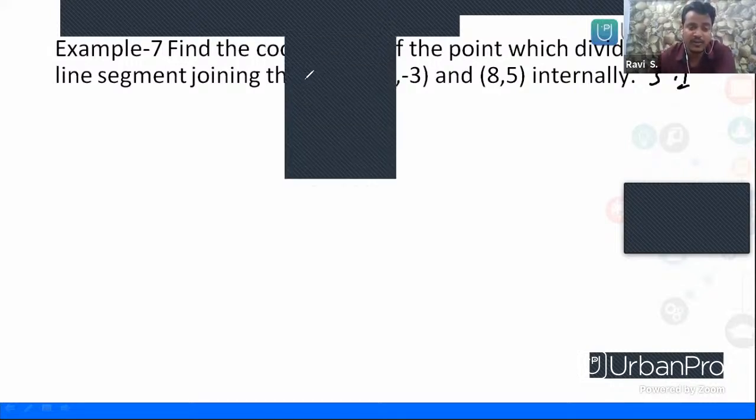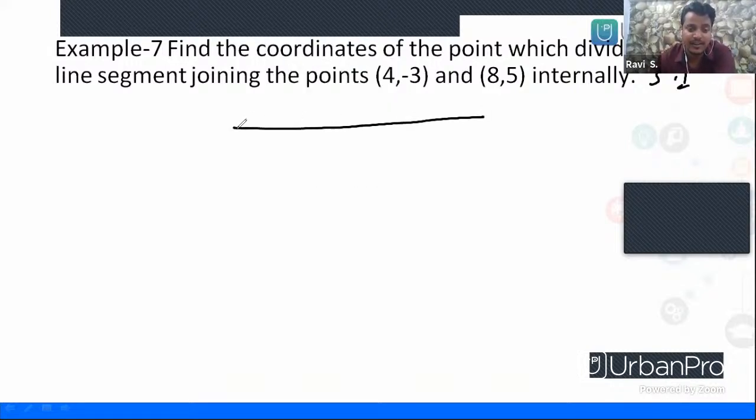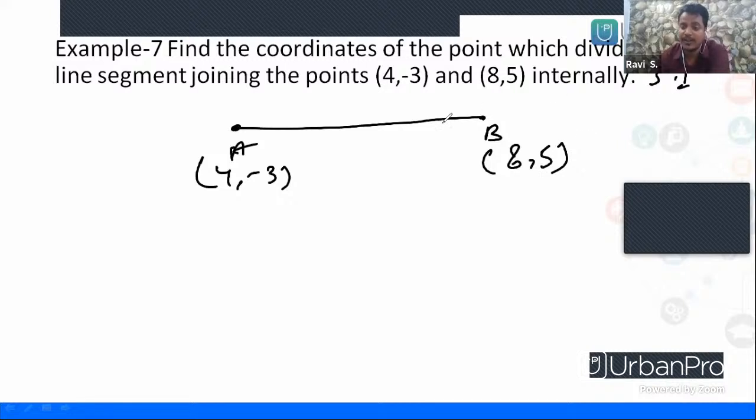As I told you, we will first draw a line segment here. This is the line segment with point A, and this is point B. Let's assume point A is (4, -3), and B is (8, 5). Suppose this is the point, this is the point P, and we don't know the coordinates of this point P now, so I will assume it is x and y.